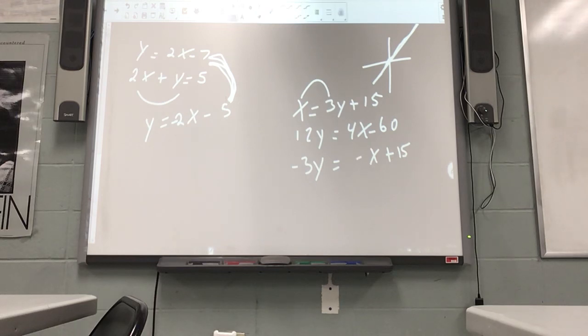Right, so as it stands, those don't look exactly the same, right? But what if I multiplied all of this equation by negative 4? Is it the same equation? Negative 4 times negative 3, that's 12. Negative 4 times negative x, that's 4x. Negative 4 times 15, that's negative 60. So it's exactly the same, so the choice is B.